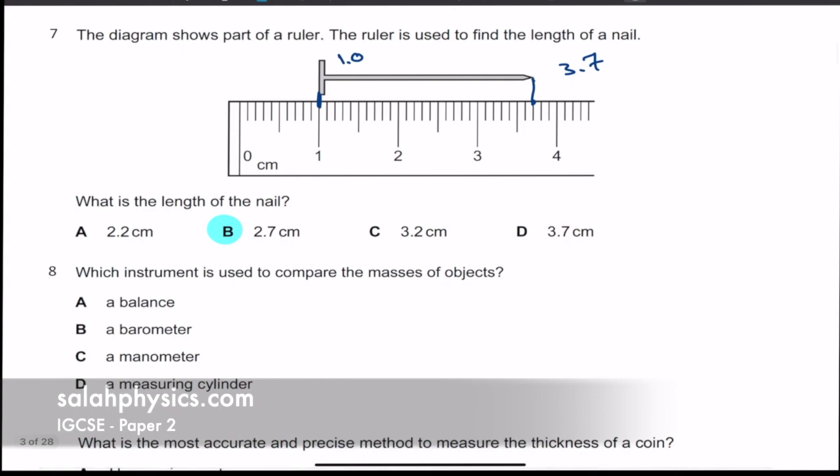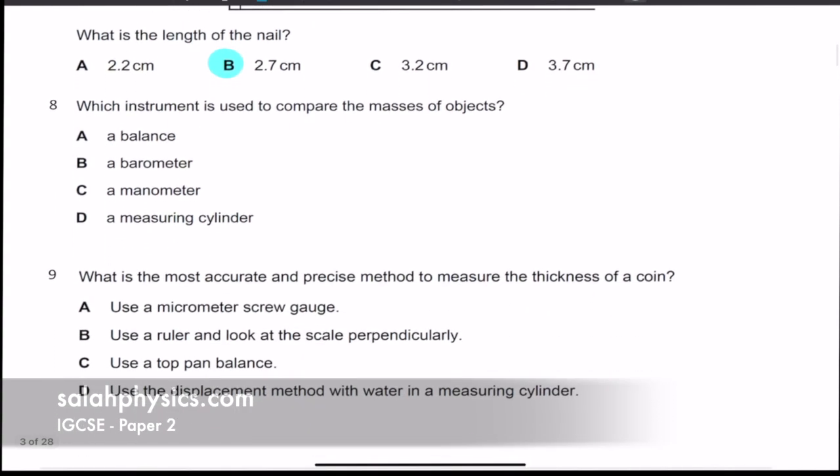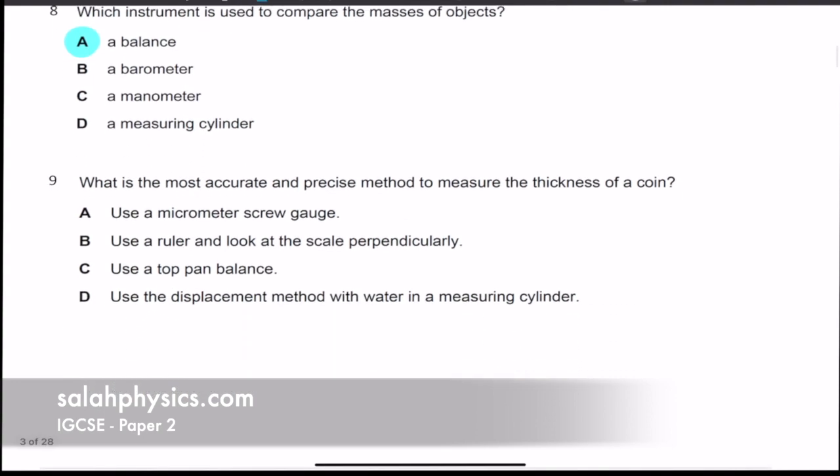That was question 7. In question 8, which instrument is used to compare the masses of objects? You know, to compare the masses of objects it's supposed to be balance, because barometer, this is something else. Manometer, this is for pressure. Measuring cylinder, this is for volumes.